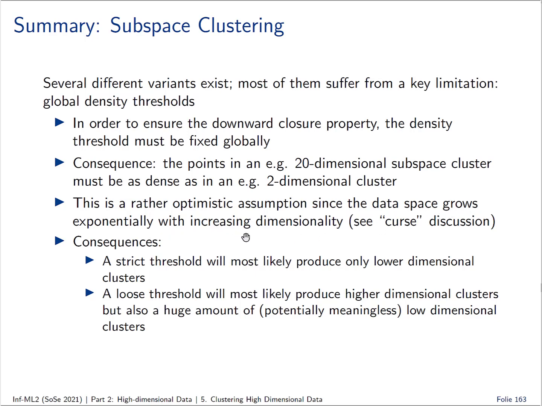So we have this problem, and the consequences are: a strict threshold, as we said before, will most likely produce only lower dimensional clusters, and a loose threshold will most likely produce higher dimensional clusters, but also a huge amount of lower dimensional projections, redundant information, which is potentially meaningless, because we get all these lower dimensional projections of these higher dimensional clusters again. Because we look for them bottom up, and in order to get the higher dimensional clusters, we have to generate the lower dimensional projections first in this bottom-up search strategy.